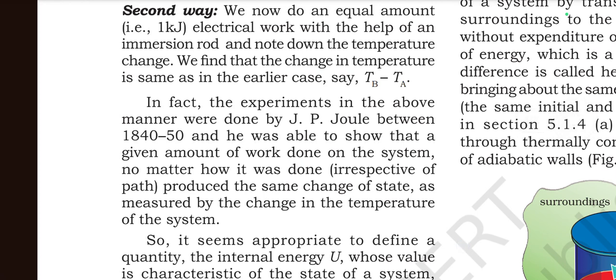Second way: we now do an equal amount of electrical work with the help of an immersion rod and note down the temperature change. We find that the change in temperature is the same as in the earlier case, TB minus TA. In fact, experiments in the above manner were done by J.P. Joule between 1840 and 1850, and he was able to show that a given amount of work done on the system, no matter how it is done, produces the same change of state as measured by the change in the temperature of the system.